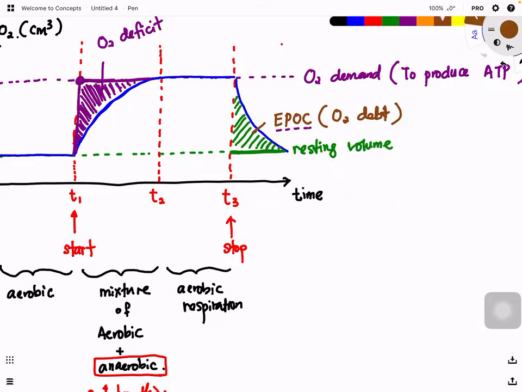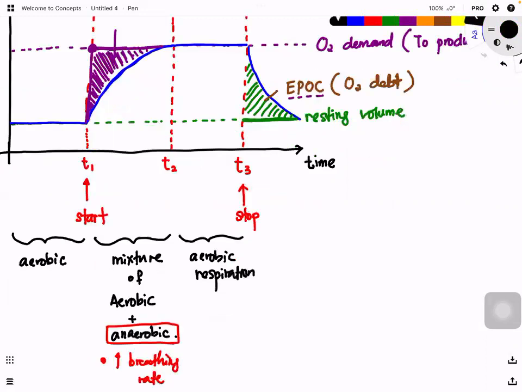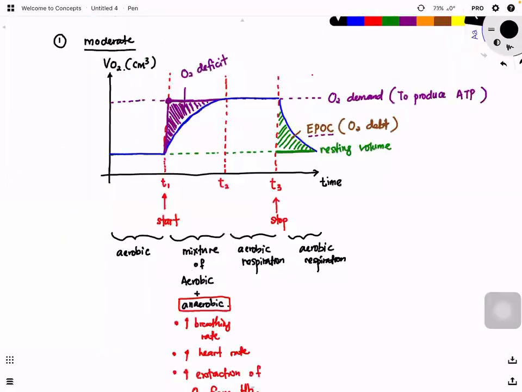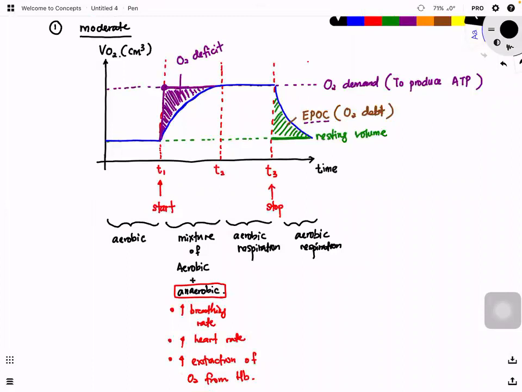Are you clear? Okay, so at this moment, aerobic respiration until you meet the resting, right? Drop back to the resting volume. Are you clear? So this is moderate. Okay.